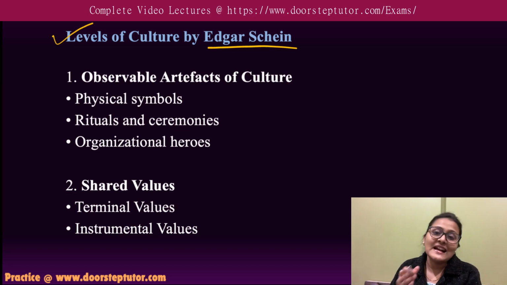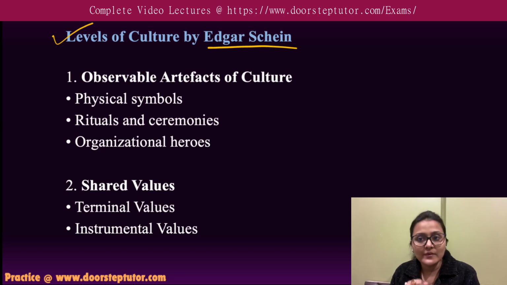Edgar Schein has defined three levels of organization culture that provide a framework for understanding how culture actually influences the behavior of the individuals who are part of the organization. So, there are three levels under this. First is observable artifacts, then we have shared values and common assumptions. All these represent the different layers at which culture manifests, ranging from visible signs to deep seated beliefs. Now, let us look at the levels one by one.